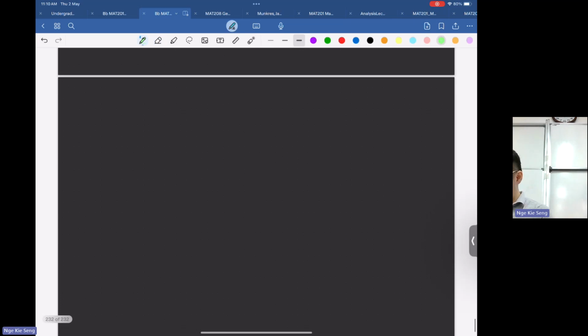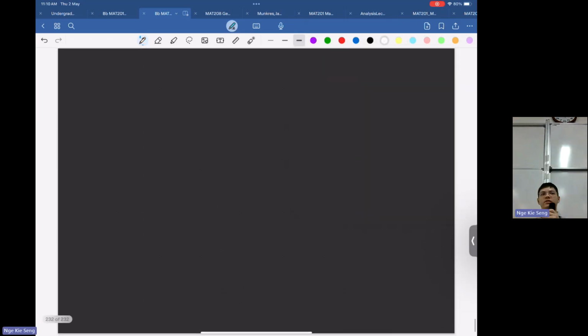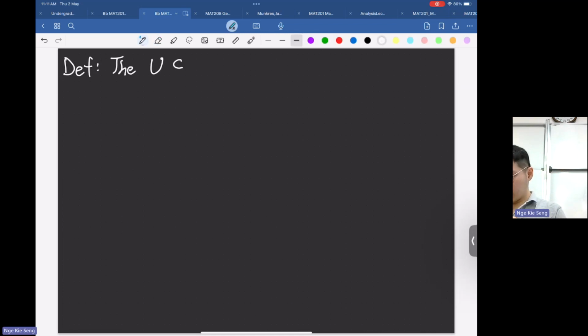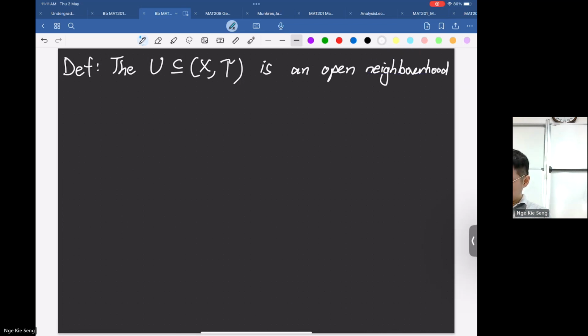We will introduce one definition for today. We keep talking about an open set containing a point X, so we try to reduce our wording. We define that a subset U in the topological space, not just metric space, is an open neighborhood of S, where S is in X, if U is an open set containing S.